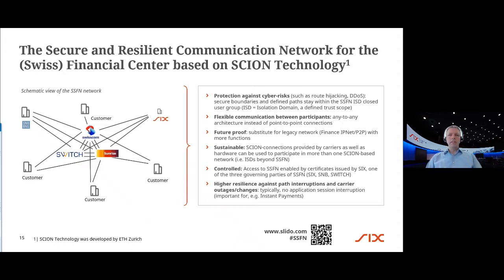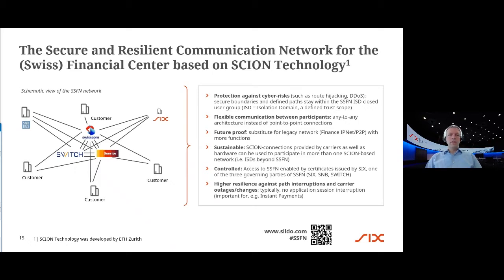The any-to-any connectivity that I mentioned, which is not possible on Finance IPNet, can be done. So if customers would want to exchange data over this network, rather than using a separate network or using the internet, it could be done by using SSFN. The technology is new, although very well tested and very well proven also. We will see that later on.